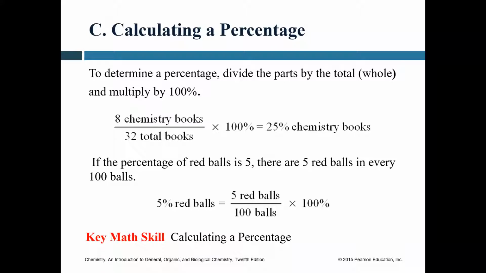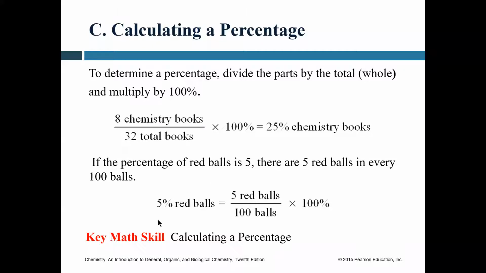So when we multiply that value by 100, we end up getting 25%, which is similar to saying that, hey, if I had 100 books at the same ratio as my office, 25 of those books would be chemistry books. Okay, so we are going to be doing a lot of calculating percentages throughout the semester.